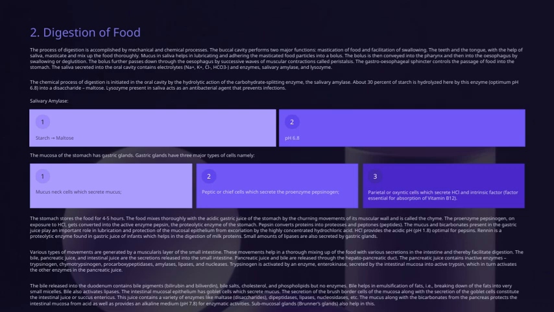Moving on to carbohydrate digestion, sucrose is broken down by the enzyme sucrase into glucose and fructose, while lactose is split by lactase into glucose and galactose. Similarly, starch is hydrolyzed by pancreatic amylase into disaccharides like maltose, which are further broken down by enzymes such as maltase into simple sugars. These final products are absorbed in the jejunum and ileum.